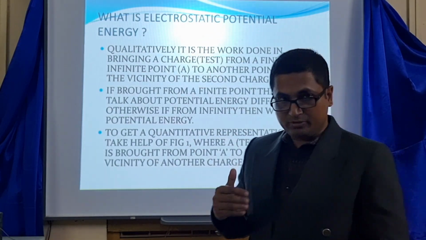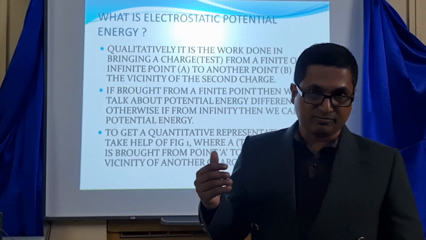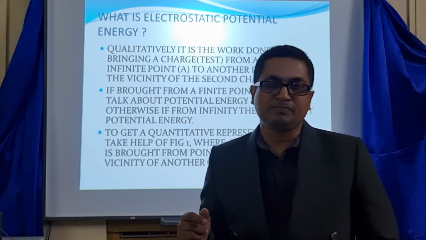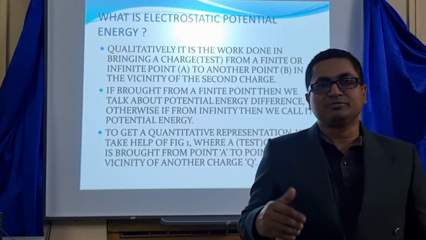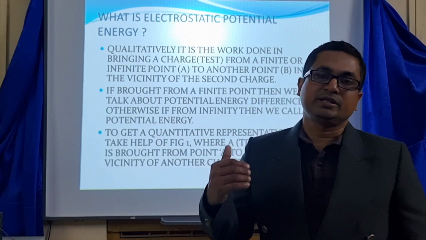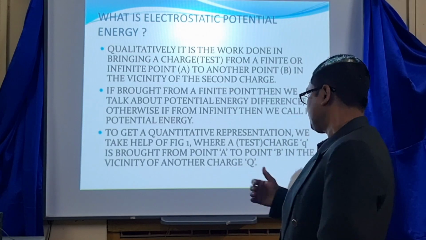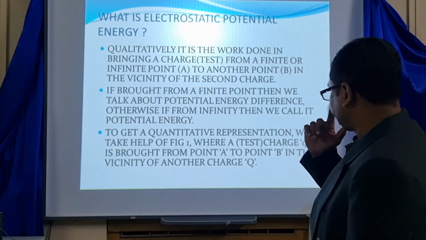Now that point A, from where we are bringing the charge, may be at a finite distance or at an infinite distance. So depending on finite or infinite distance, we take it as potential energy difference or absolute potential energy at a particular point.